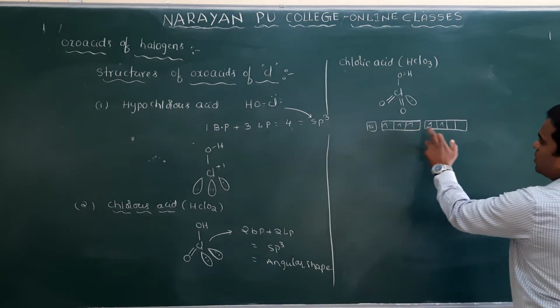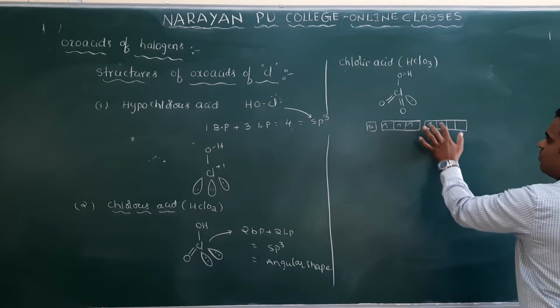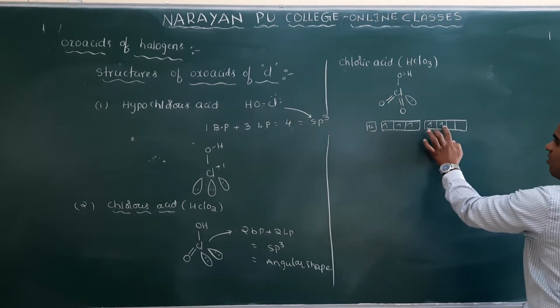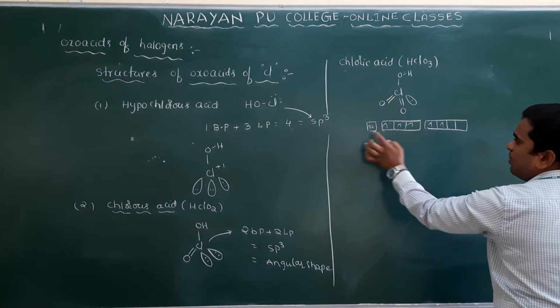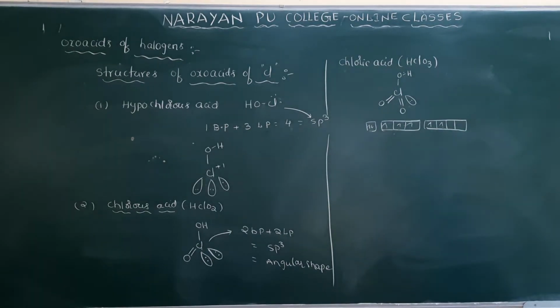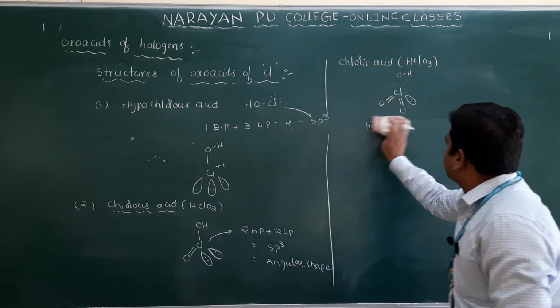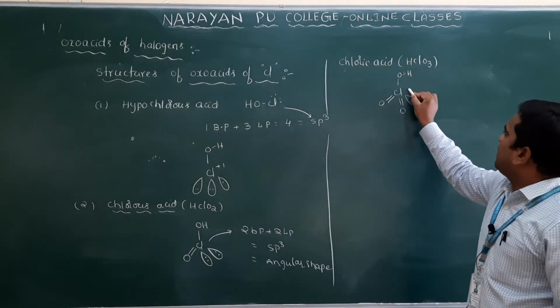Total how many unpaired electrons we have? 5 unpaired electrons. When it is having 5 unpaired electrons, chlorine will form how many bonds here? 5 bonds. And when it forms 5 bonds, it will have 1 lone pair. That is clear? So it will have 1 lone pair. So that's why, what is the shape here? This is clear. So in this case, what is the hybridization of chlorine?